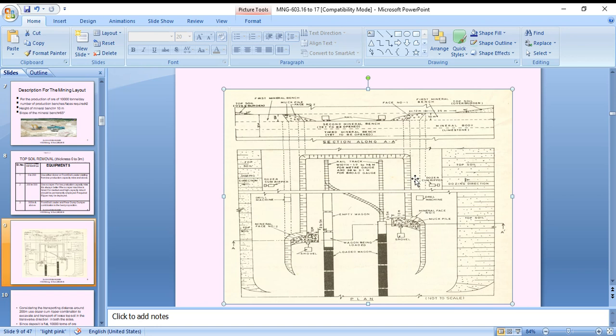This is the one bench. This is another bench. This hatch position shows the sloping nature. Here I am showing the sloping nature. This is the topsoil. The first mineral bench is formed here. Next, going down, similarly this side also, both sides.